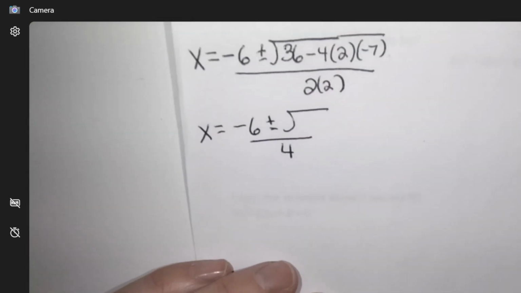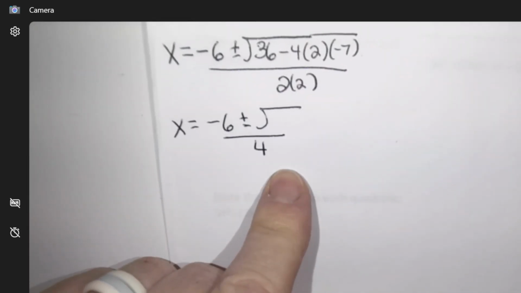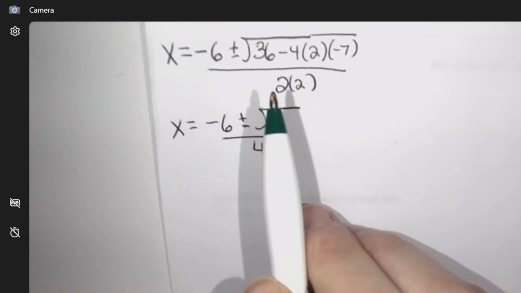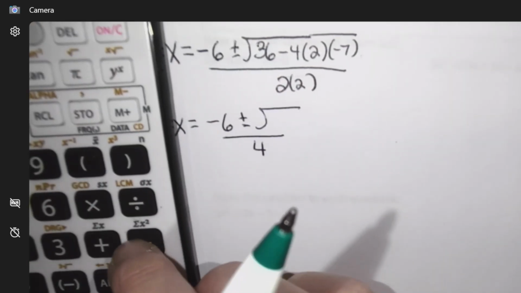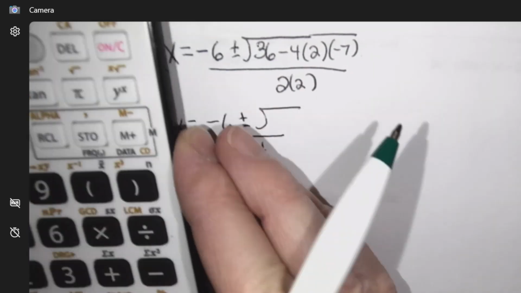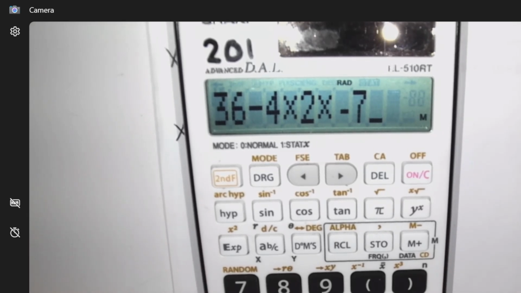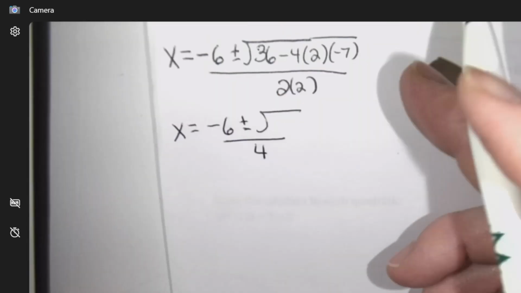Okay, so on the next step, I'm going to put this bottom as a 4, right? That's okay. I'm just going to do this square root part. So I'm going to say, what is 36 subtract 4 times 2 times -7? That's all I'm doing. 36 subtract 4 times 2 times -7, 92.